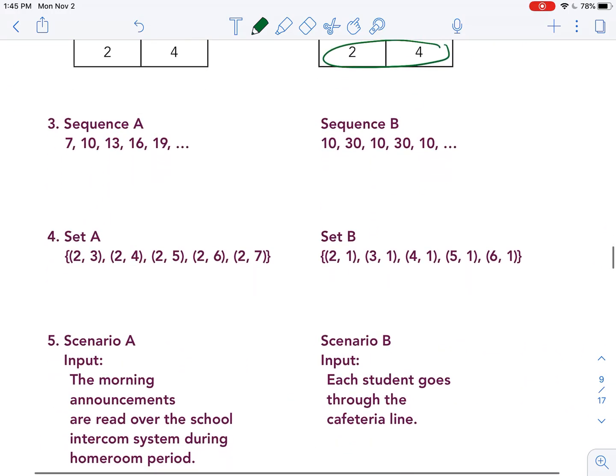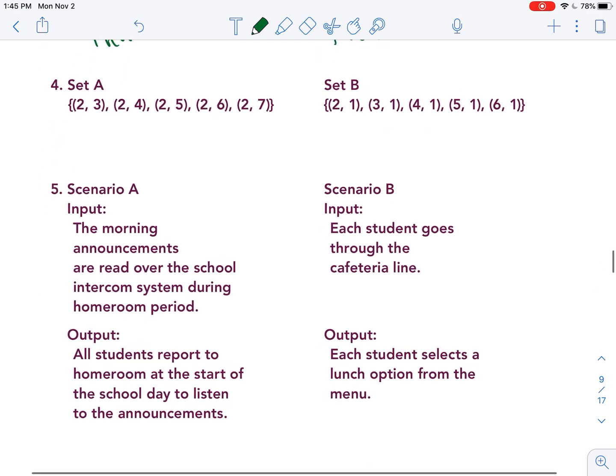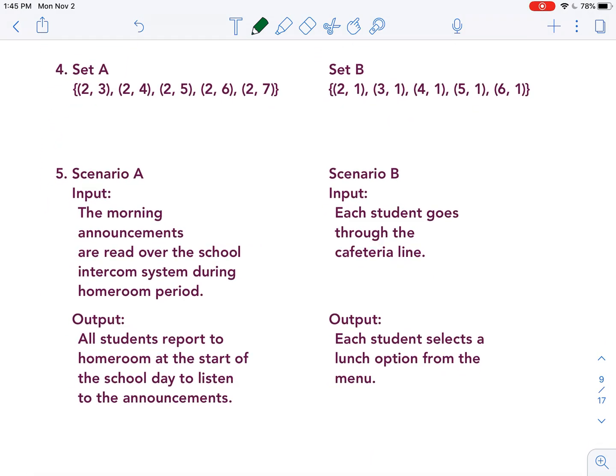Down here, if you watched the last video, I told you all sequences are functions. These are both functions. It doesn't matter that 10 is repeated or that 30 is repeated, because it's the x value that cannot repeat.